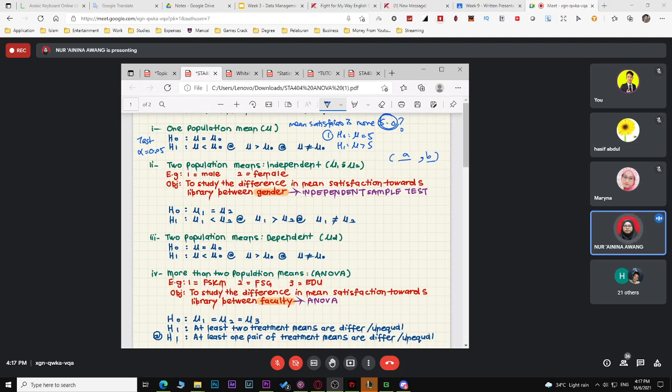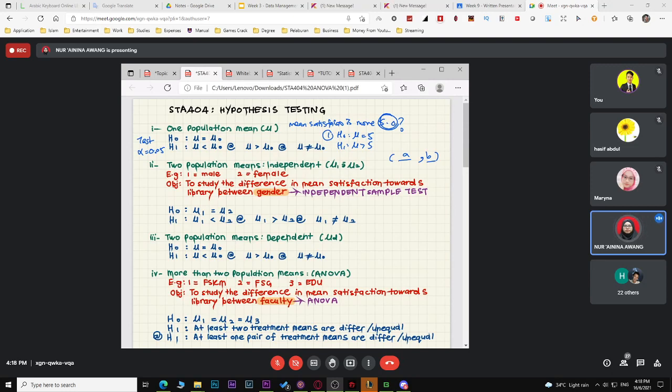The second one: if the question asks you to test at alpha 0.05 whether there is a difference in mean satisfaction towards the library between gender. In this case, we only have two populations, male and female. Since we only have two population means, we will apply the independent sample test. When you write your hypothesis, H0 should be mu1 equal to mu2, and H1 should be mu1 unequal to mu2. That is the case for independent samples.